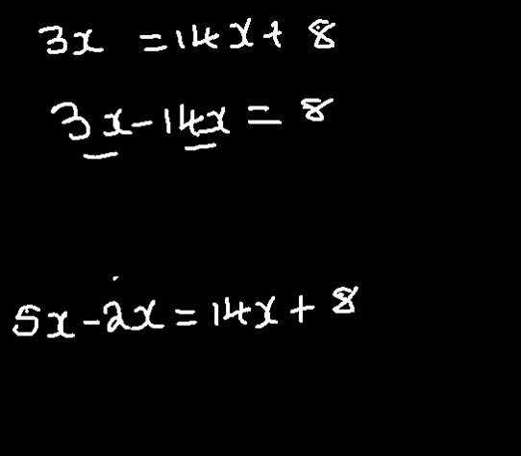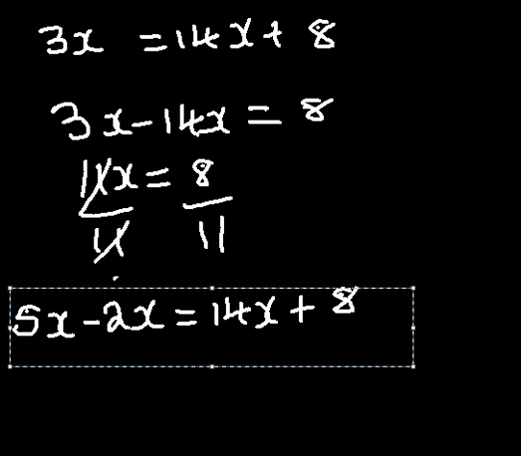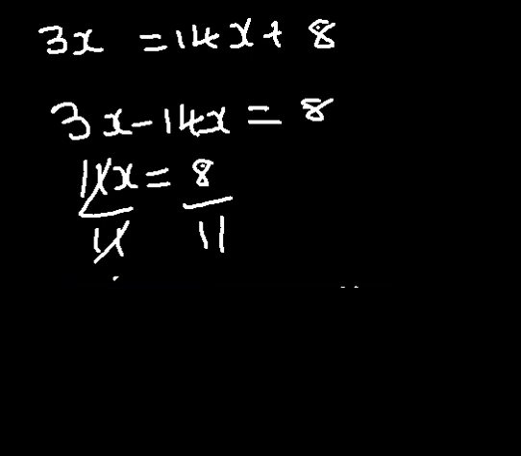And these are like terms as well. Then we'll have 3x minus 14x, which gives us 11x, which is equal to 8. Then we'll have to divide both sides by 11. So which means we'll have x being given as 8 divided by 11. So x is given as 8 divided by 11.